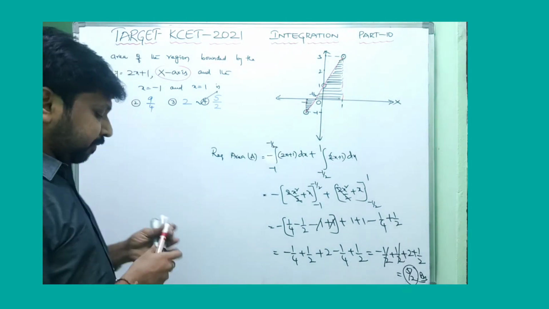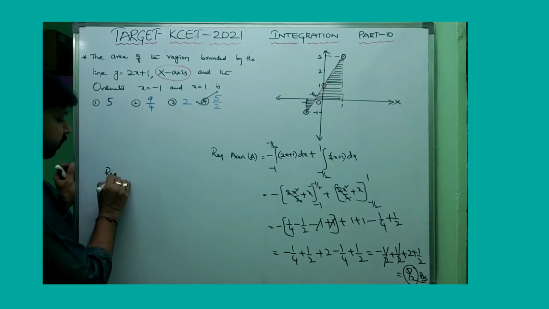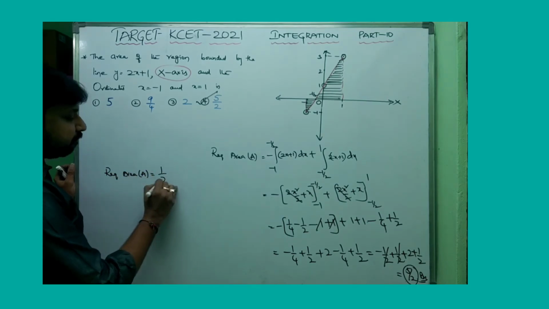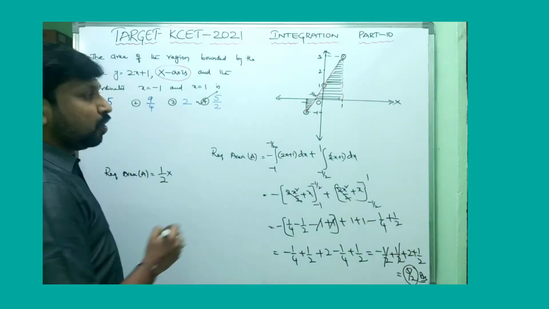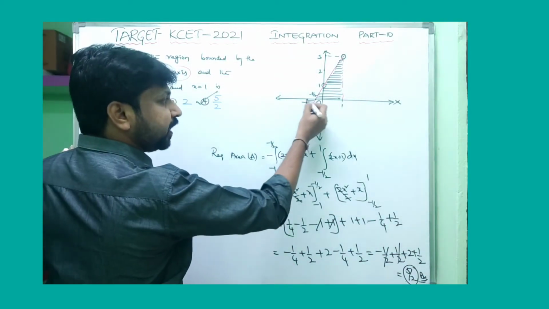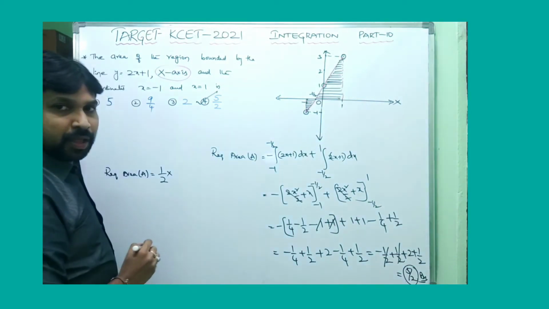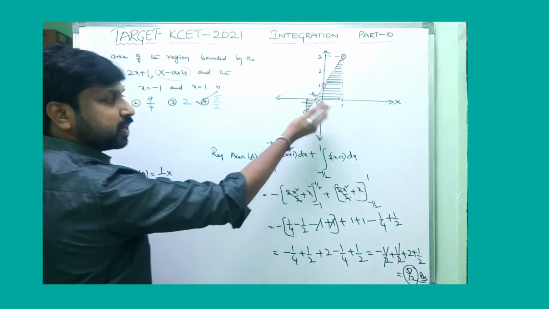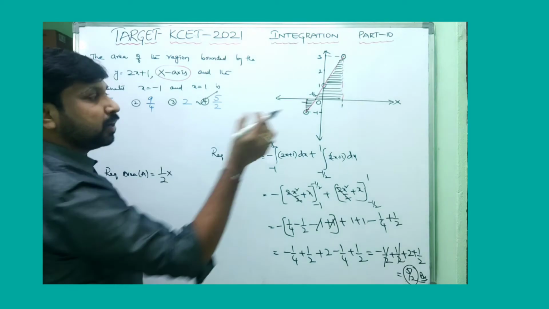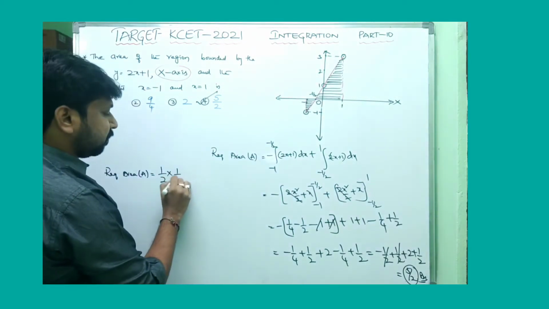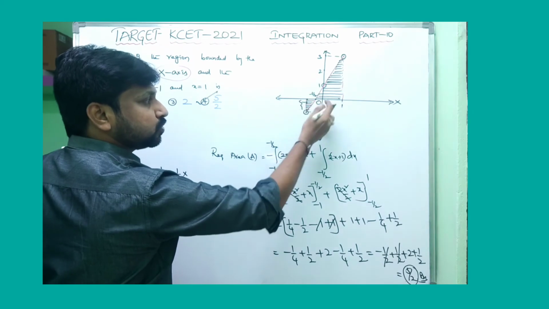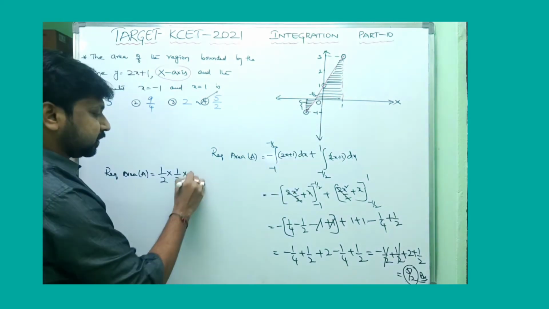Look into it carefully. Here, required area by using area of triangle. The formula is half into base into height. What is the base of this triangle? This triangle area plus you need to do this triangle area. What is the base here? Base is nothing but this one, from minus 1 to minus 1 by 2, so the difference is half a unit. Base into height. Height is how much? From here to here, 1 unit distance.